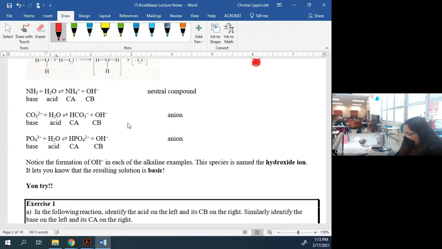Okay. And down here, we're doing the same thing. We're forming these hydroxide ions here. So notice that the hydroxide ions in each of the alkali examples, that species is named the hydroxide ion. It lets you know that the resulting solution is basic. So when you see this, when this is formed, you are going to have a basic solution that's going to occur here. Okay?